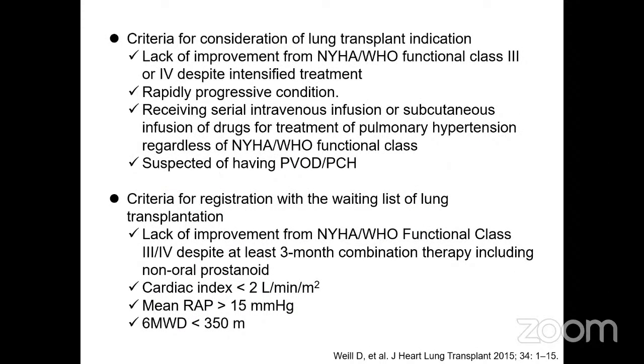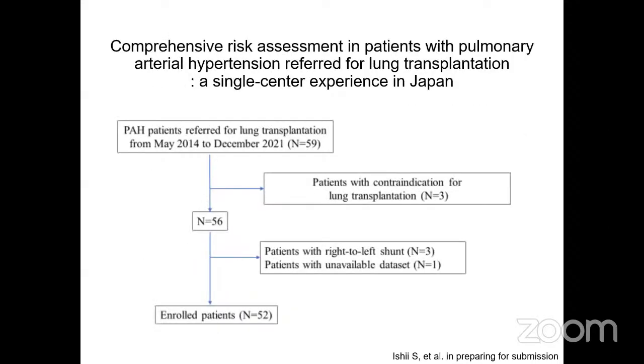The current criteria for lung transplantation waiting list registration in Japan adopt the 2015 ISHLT guidelines. However, as with the 2022 ESC and ERS guidelines, considering the extremely long waiting period for transplantation in Japan, it would be too late to enroll if this criterion was fulfilled. Therefore, we examined the patients who were referred for lung transplantation at our hospital to determine the appropriate timing for lung transplant waiting list registration in Japan.